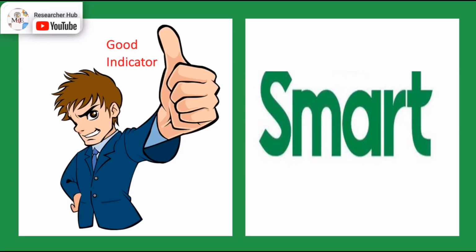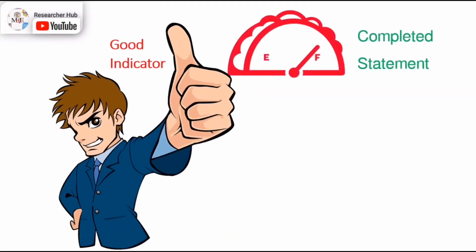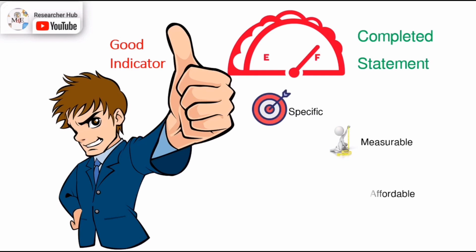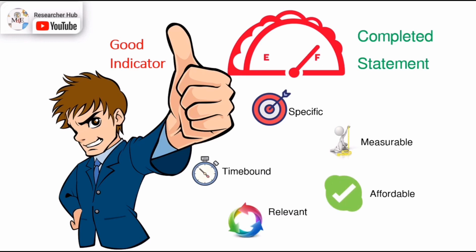A good indicator must be a complete statement. It must be specific, measurable, affordable, relevant, and time-bound. So we're going to discuss them one by one together. What does it mean by specific, measurable, affordable, relevant, and time-bound?